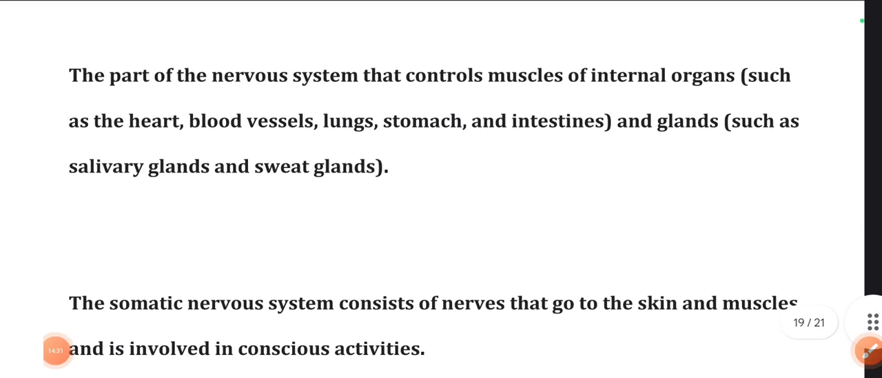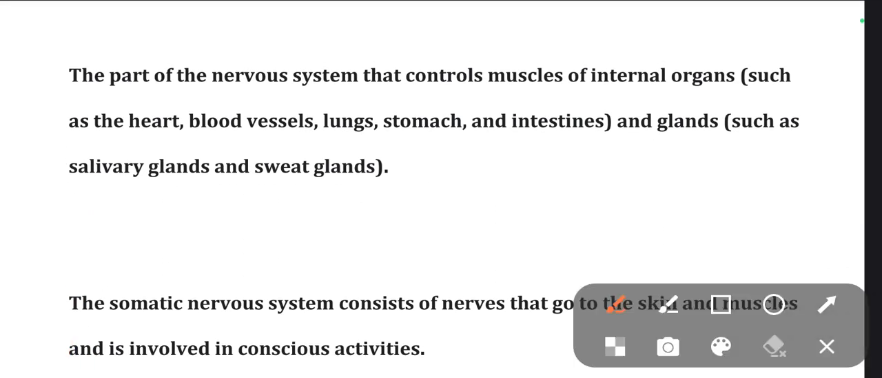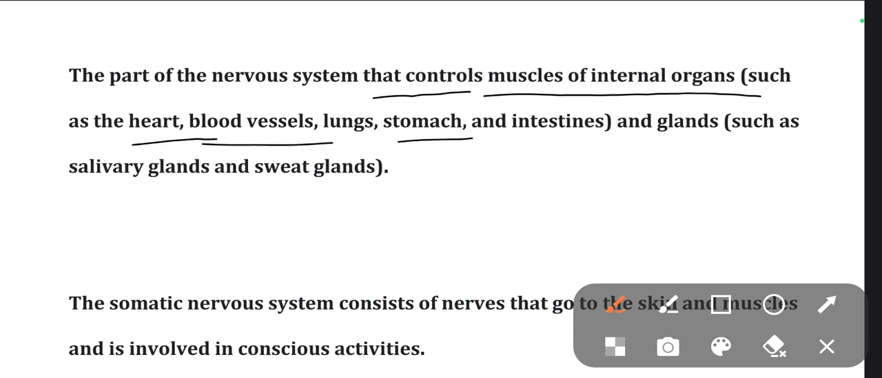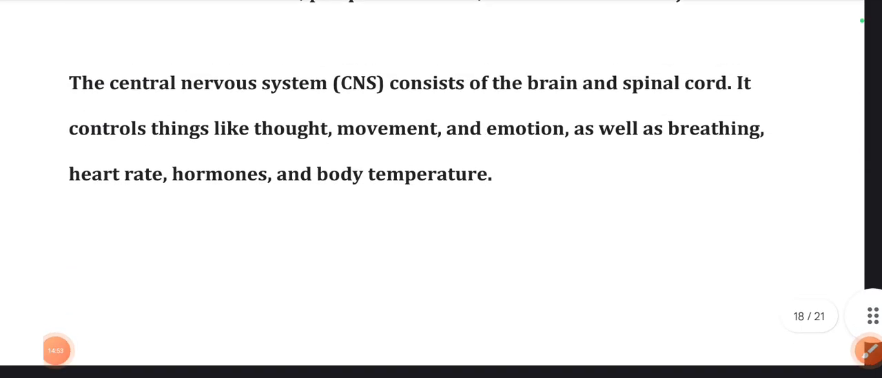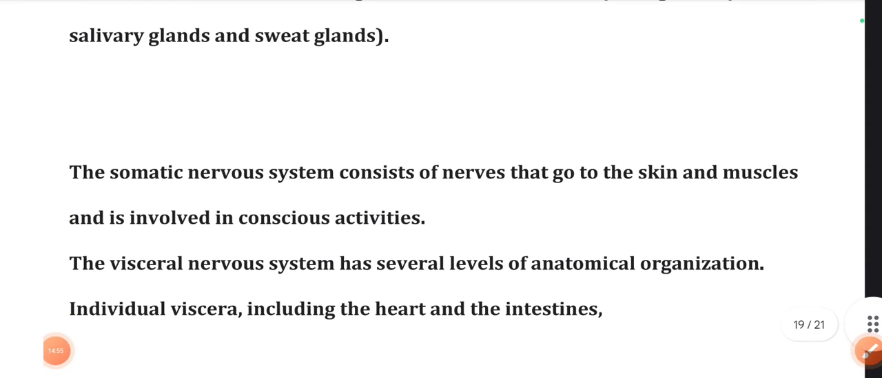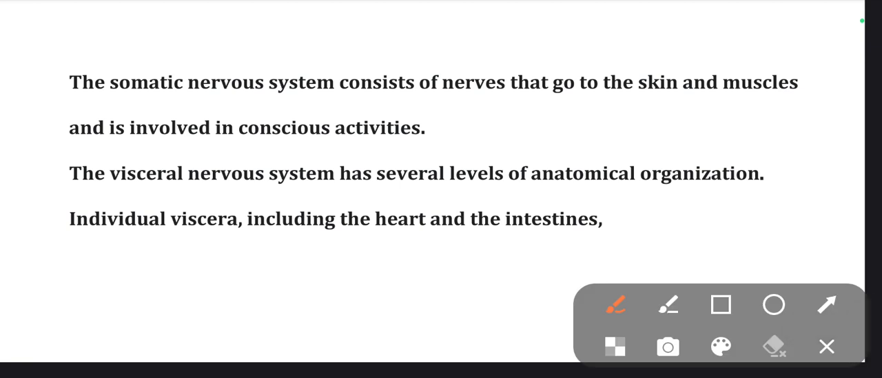So the next one is the part of the nervous system that controls the muscles and internal organs such as the heart, blood vessels, lungs, stomach and intestine, and glands such as salivary glands and sweat glands. So these are all related to the autonomic nervous system.